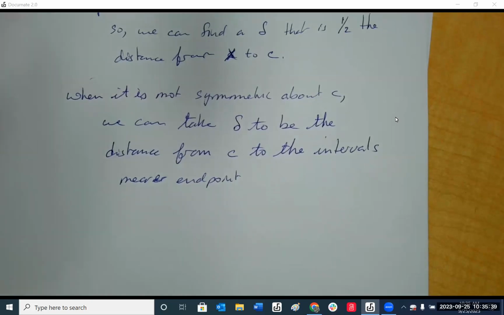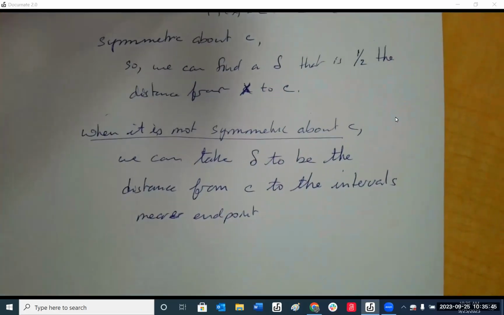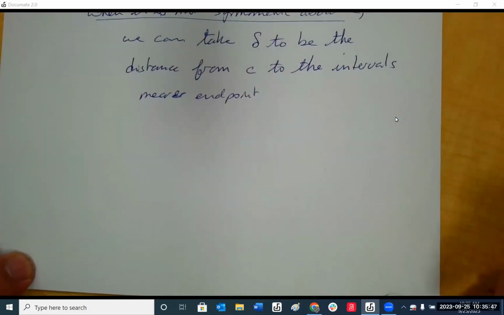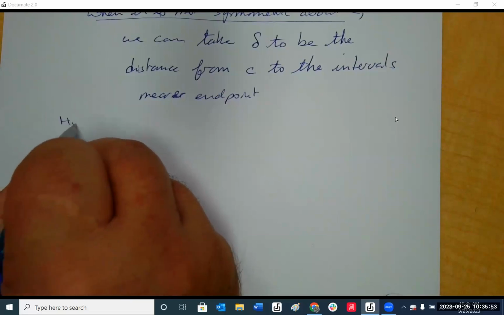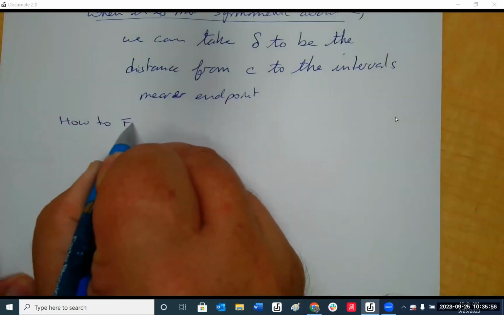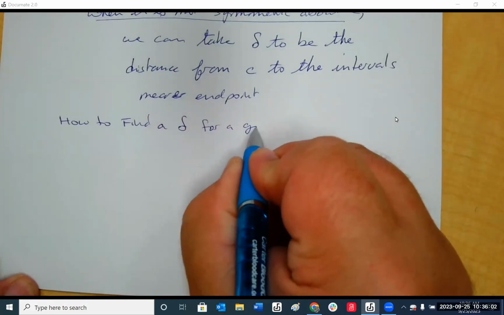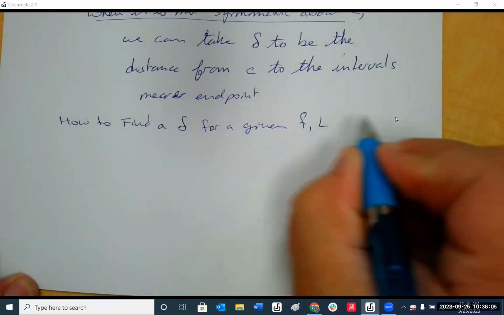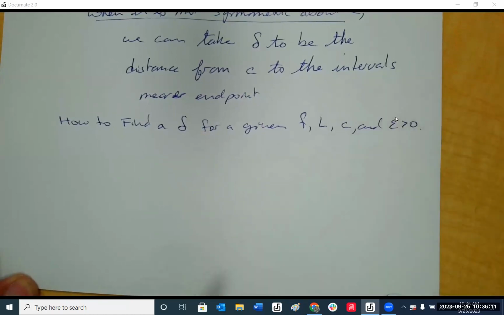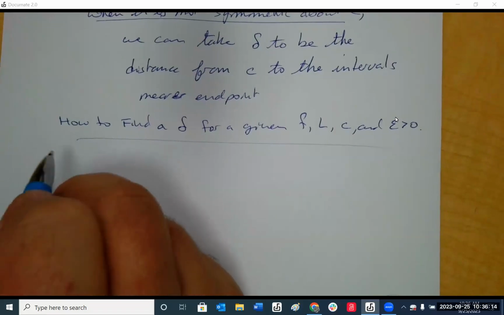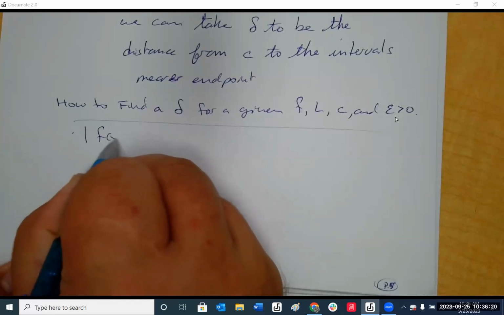Let's see this, when it is not symmetric. So if it's symmetric, just plug it in there, we'll get the answer. If it's not symmetric, we have to work it out. So here it is. How to find a delta for a given f, L, c, and epsilon greater than 0. We know that we have this.